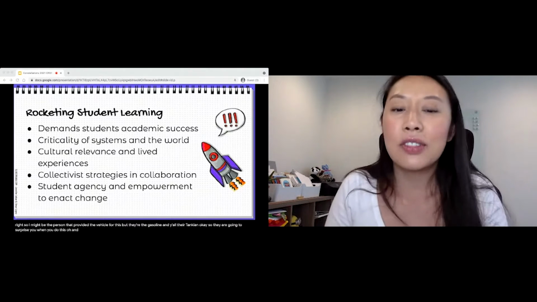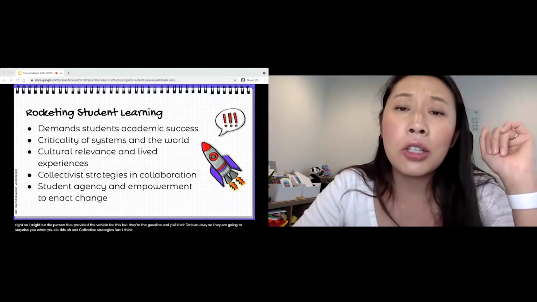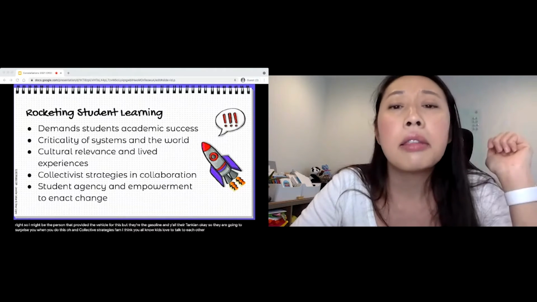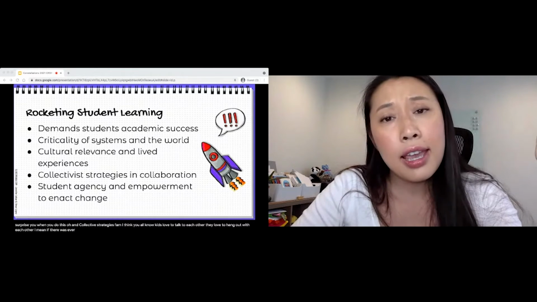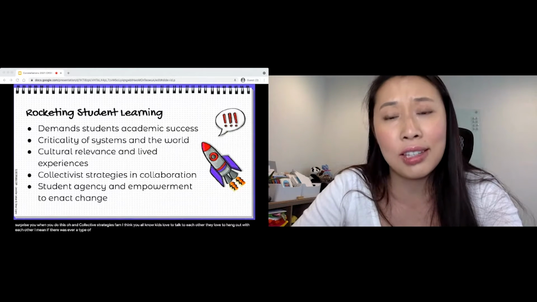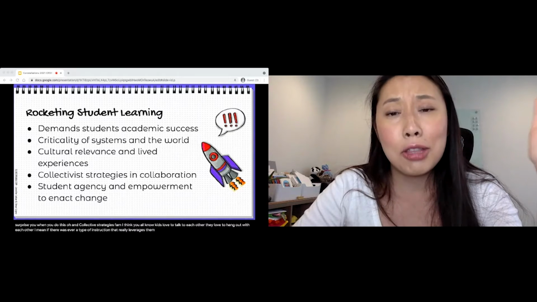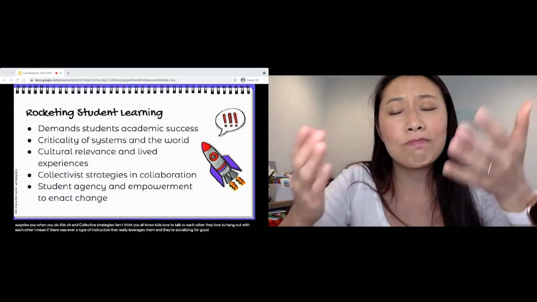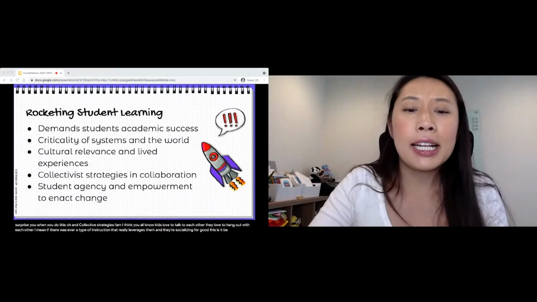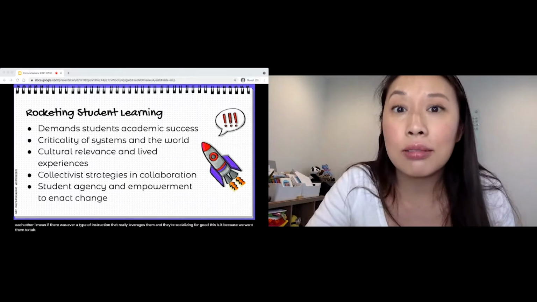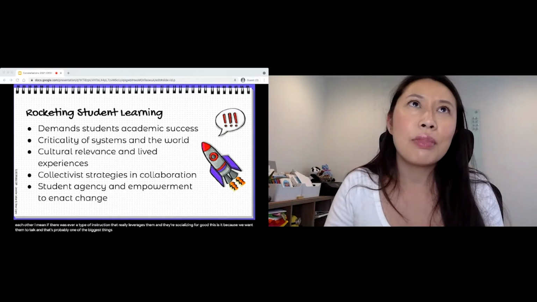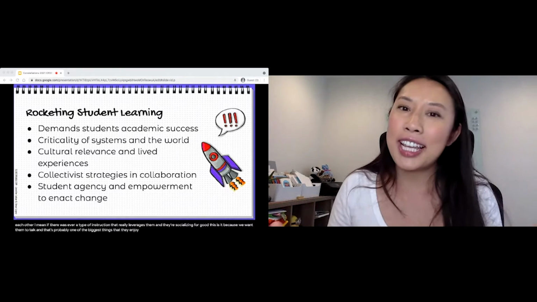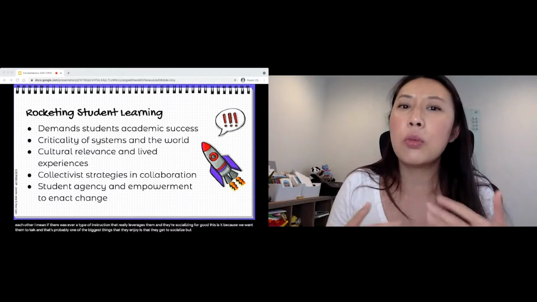Oh, and collectivist strategies. Fam, I think you all know kids love to talk to each other. They love to hang out with each other. If there was ever a type of instruction that really leverages that, and they're socializing for good, this is it, because we want them to talk. And that's probably one of the biggest things they enjoy: they get to socialize, but in a way that's productive.